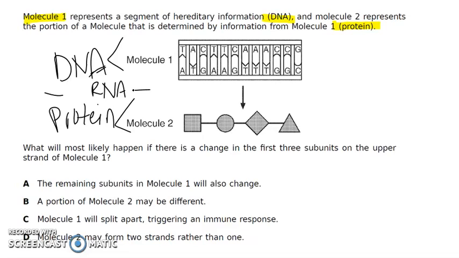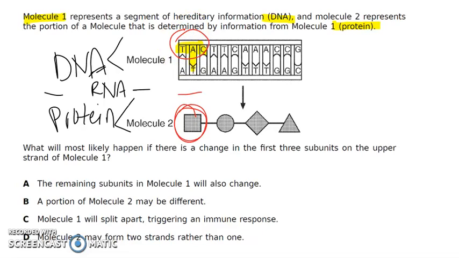So now the question says, what will most likely happen if there's a change in the first three subunits? The first three subunits are T, A, C. So if there's a change in that TAC right here, what could that do, basically? Remember, if the TAC changed, that means the mRNA is going to change, which would be right here. And that means that this little piece right here is going to change because that protein is going to have a different sequence of amino acids, a different amino acid. And so there's definitely a chance that molecule 2 could change because of molecule 1.